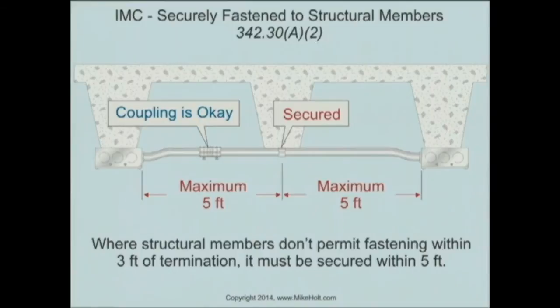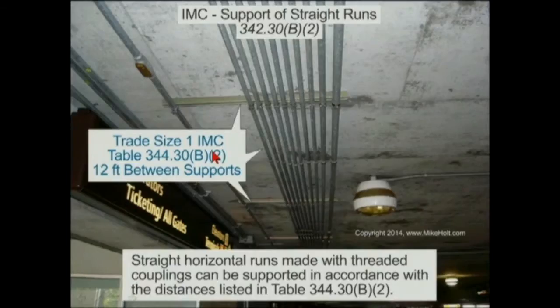Okay, let's take a look at 342.30(A)(2). The rule is you need to support it within 3 feet of termination, but not if the termination is not available within 3 feet. Then you can go up to 5 feet, and the couplings between that point of termination and support are not relevant, so it's fine. Now, one is securing within termination, and now there is supporting it. And there's a table, 344.30(B)(2), which tells us how far apart we can support conduit.